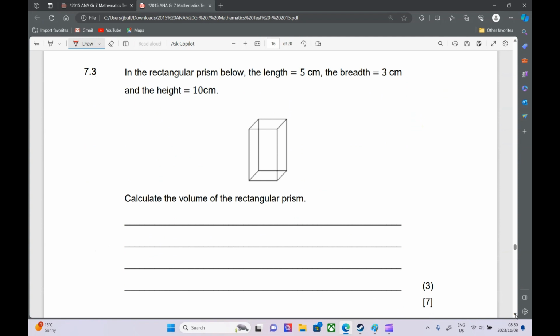Okay, let's work out the volume. In the rectangular prism below, the length is 5 centimeters, the breadth is 3 centimeters, and the height is 10 centimeters. Calculate the volume of the rectangular prism. The volume of a rectangular prism is always just length times breadth times height. So we can go 5 times 3 times 10. 5 times 3 is 15, times 10 is 150 centimeters, and then the only thing is, volume is always cubed.